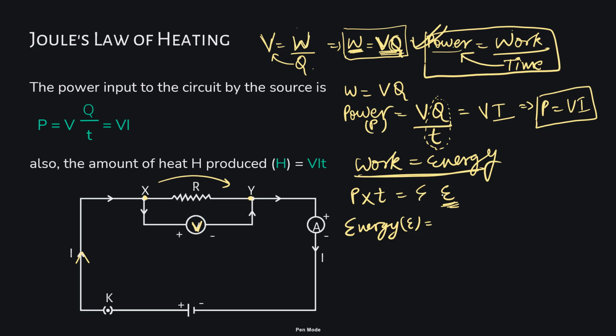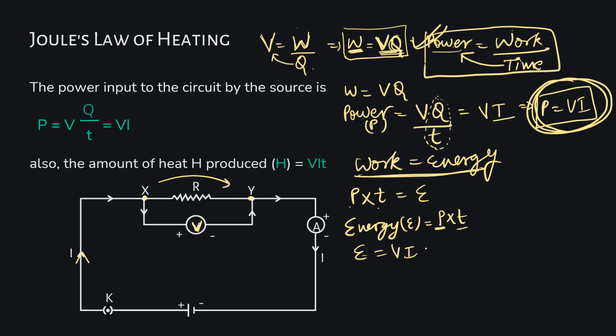And come back to this formula. Here, what have we written? Power is equal to V into I. So I replace power by V into I. So energy is equal to V into I, power is replaced by V into I, and what is left here? Into T. So basically energy is equal to VIT.